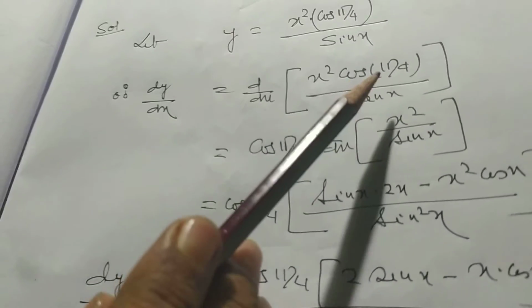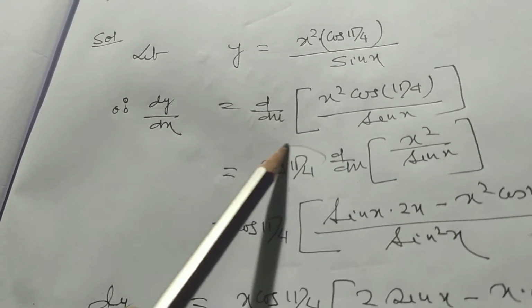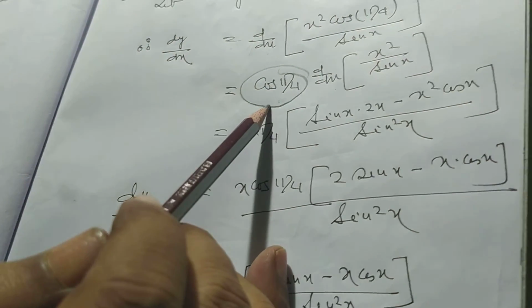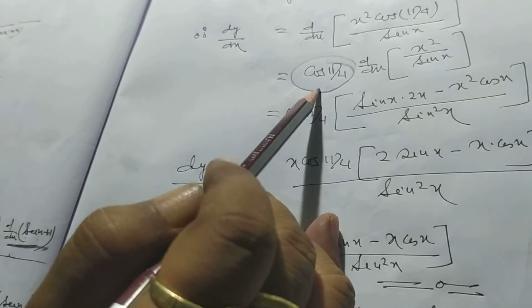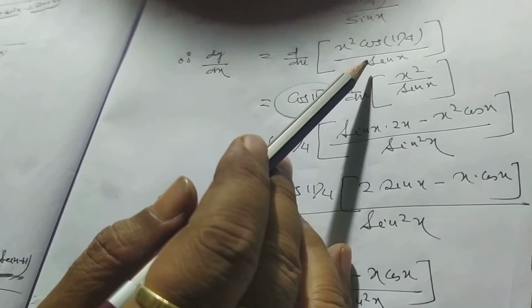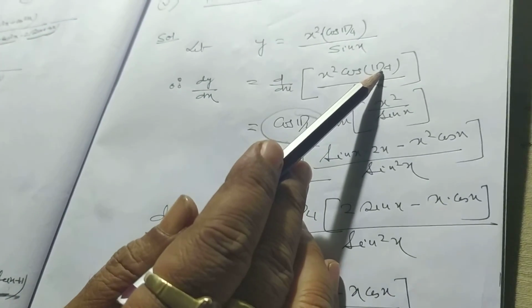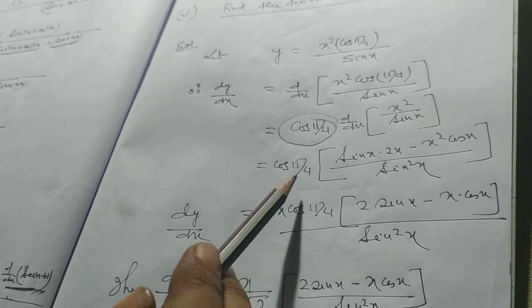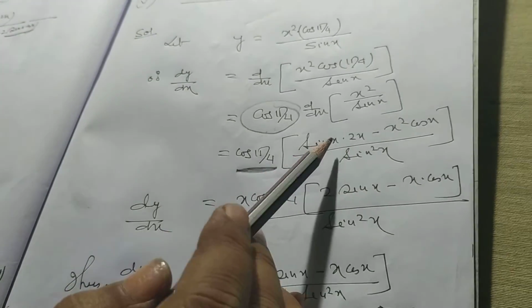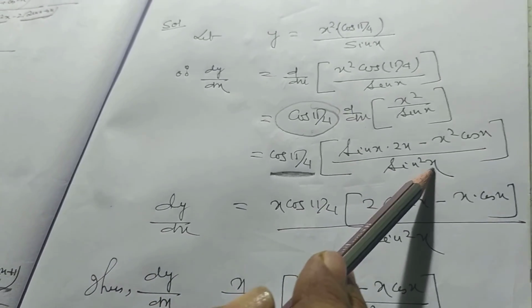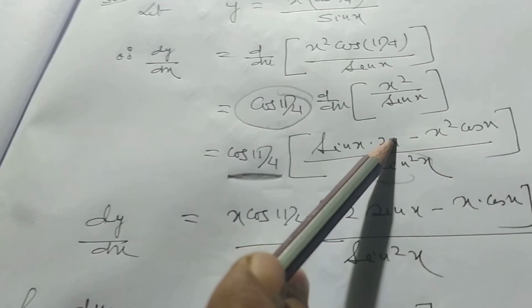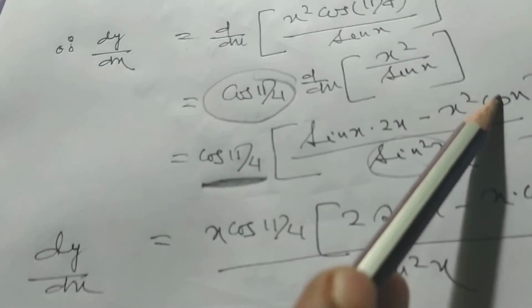Now cos pi by 4 is constant, so you take it out. Here you had to pay attention: cos pi by 4 is constant, since pi by 4 is a constant angle. So cos pi by 4 times dy by dx of x square by sin x. And taking cos pi by 4 out, we apply the uv formula: sin x whole square in the denominator, sin x into dy by dx of x square minus x square into dy by dx of sin x.